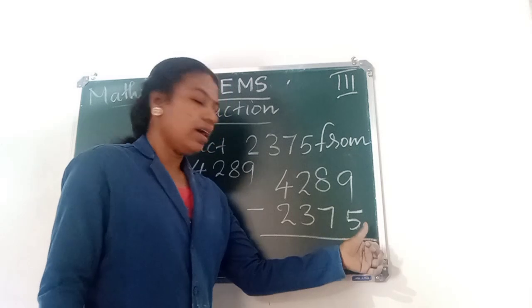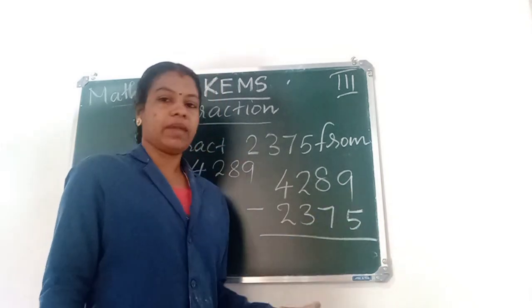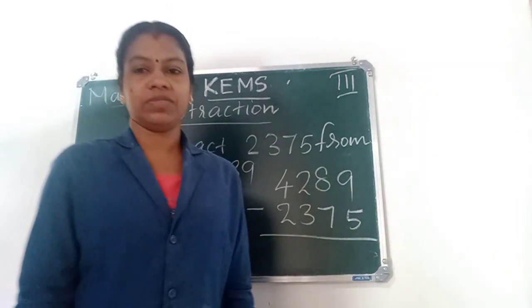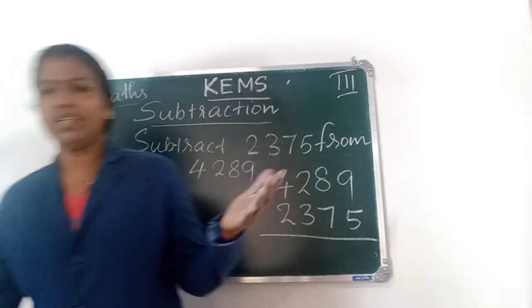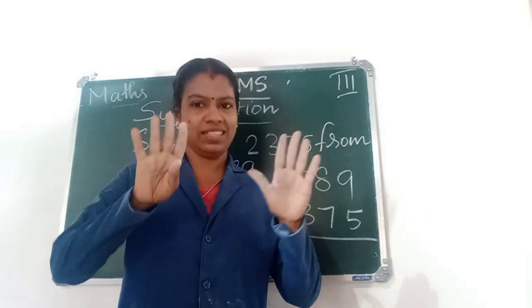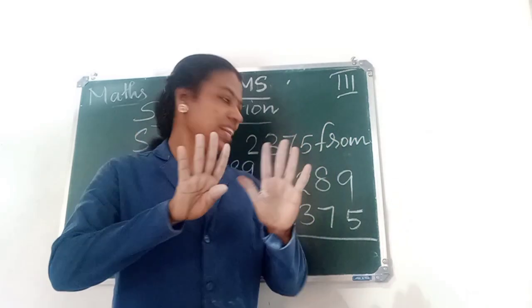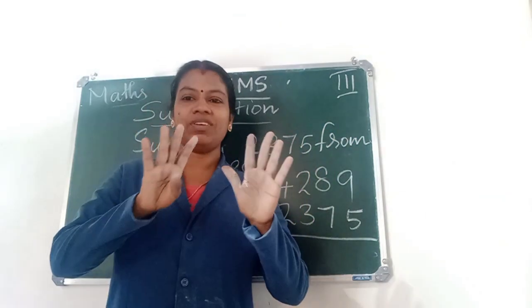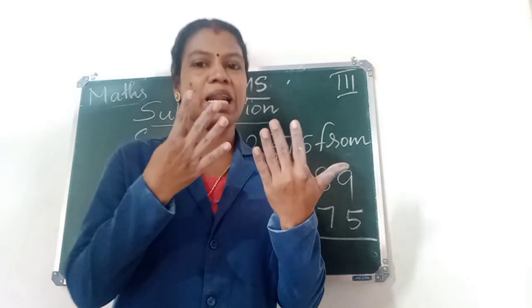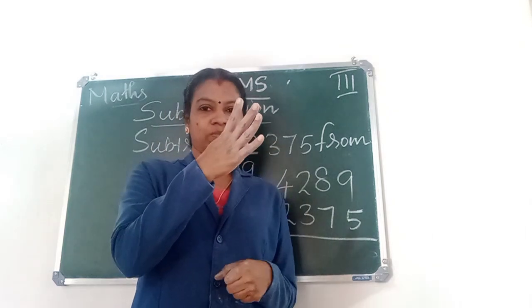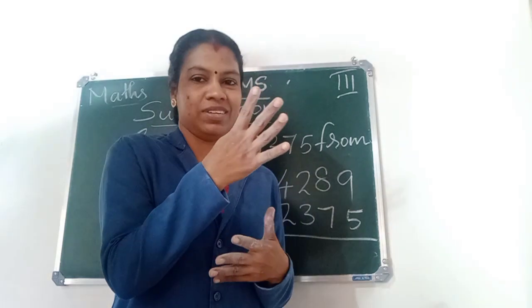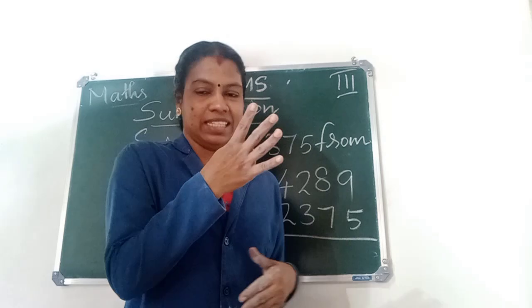Okay, now subtract. As in addition, we can start from the ones place itself. Subtract 9 minus 5. How will you subtract 9 minus 5? Take 9 numbers on your fingers. 5 plus 4 is 9. Then from these 9 numbers, you cancel 5. Then 4 remains. That is the way you follow for addition and subtraction.